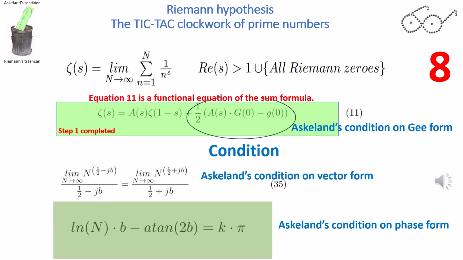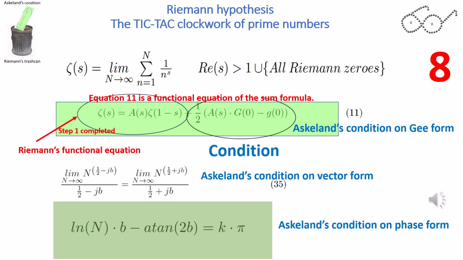Equation 11 from my Riemann hypothesis proof in video 1 is a functional equation of the zeta sum formula which contains a condition. The condition is infinite outside the critical line, but can cancel by subtraction on the critical line where the real part of S is 1/2. The condition has a solution as shown in equation 35. The condition is then 0 for discrete values of b. And for these discrete b values, the sum formula is expressed as Riemann's functional equation. And these discrete b values can be found with the phase equation inside the green frame.